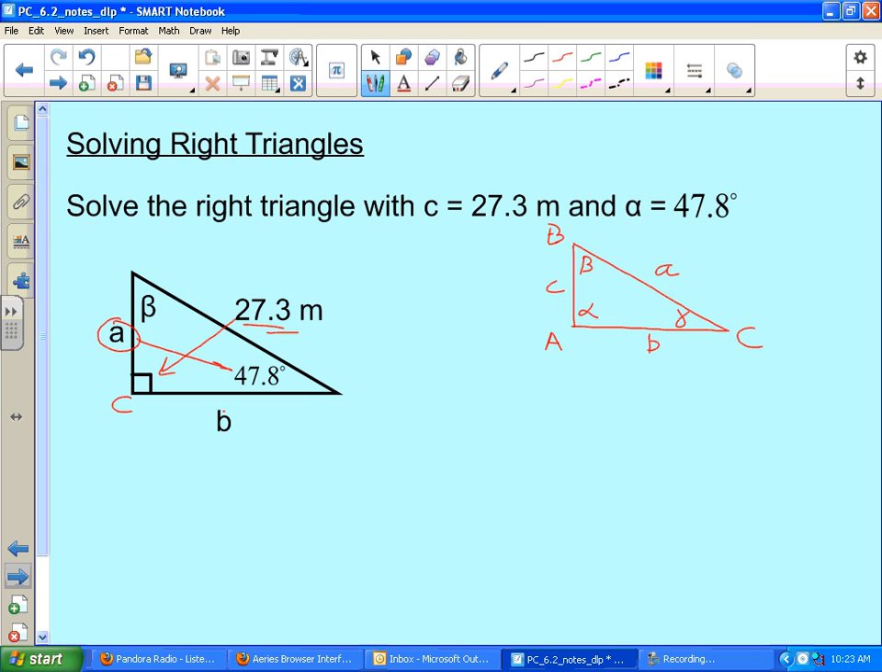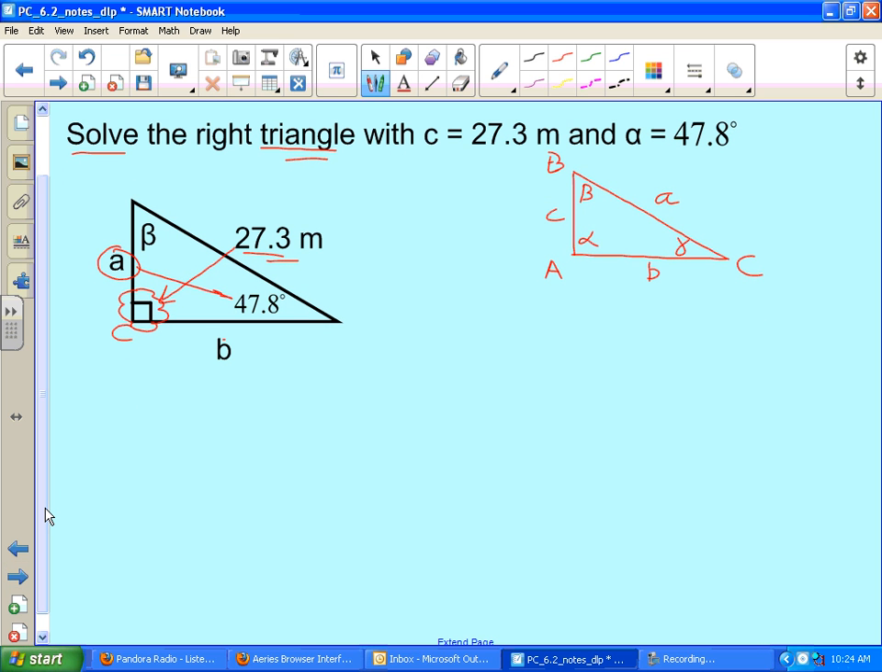All right, so how do we solve this if we know C is 27.3 and alpha is 47.8? Now, when it says to solve the triangle, I want all of the sides and all of the angles. Give me all the sides, give me all the angles. Well, we're missing two sides and one angle. I already know this angle. I'm going to have to find that one if it's a right triangle. We know it's not. So how do we do this? Erase all this. Kind of start over.